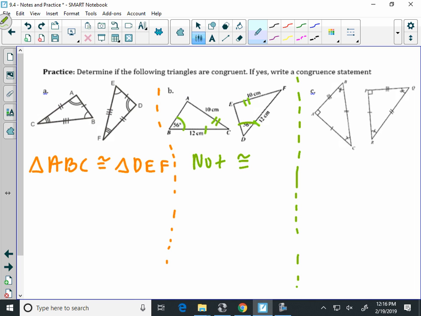Okay. What about C? Are those triangles congruent? Yeah. The sides have the same tick marks. 1, 1, 2, 2, 3, 3. Okay? And the angles have the same marks. 1 arc, 2 arc, and they both have a 90-degree angle. And remember that box means 90-degree angle, so their angles match and their sides. So now we can write a congruency statement.